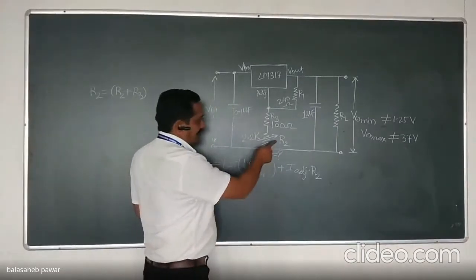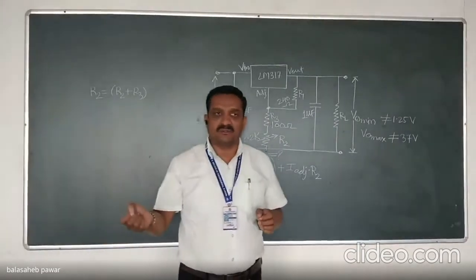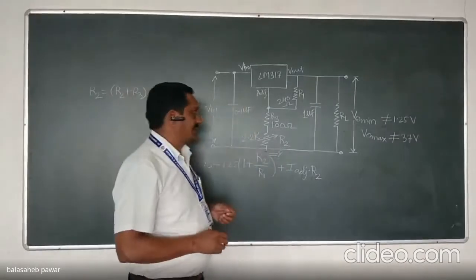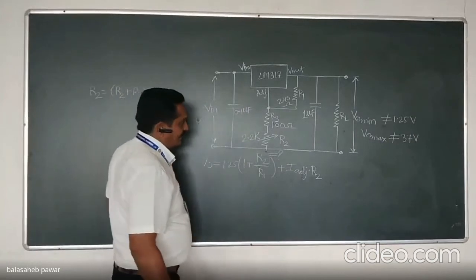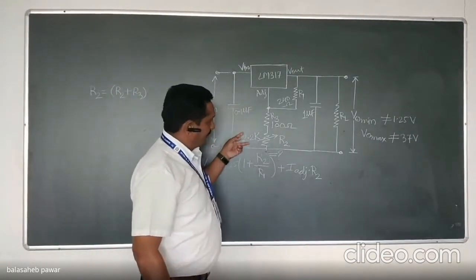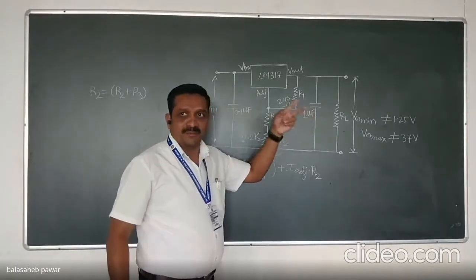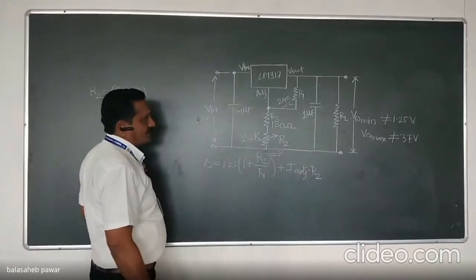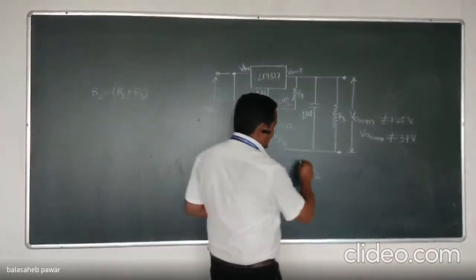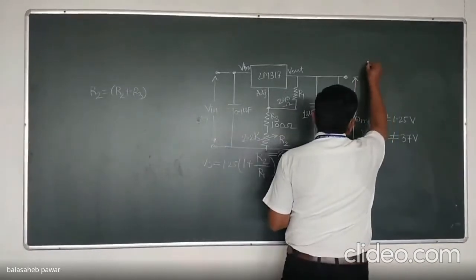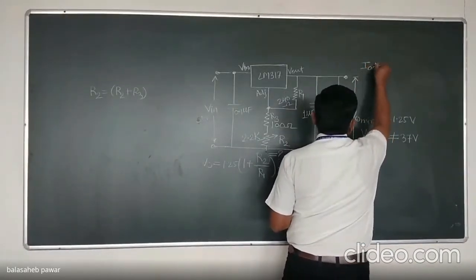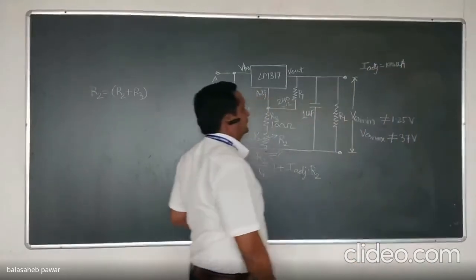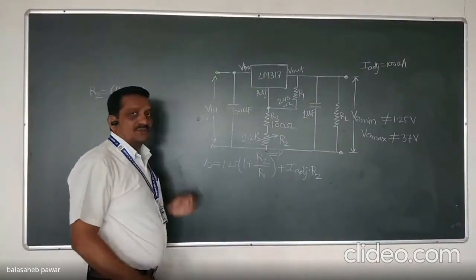So remember, whenever R2 is low, the obtained output is low. Whenever we increase R2, the output voltage also increases, right? So at this stage, when this potentiometer is at 0 ohm, the obtained output minimum will not be 1.25. That you have to calculate. So how much is the value of that VO min? Consider I adjustable in this numerical equals 100 microamperes.